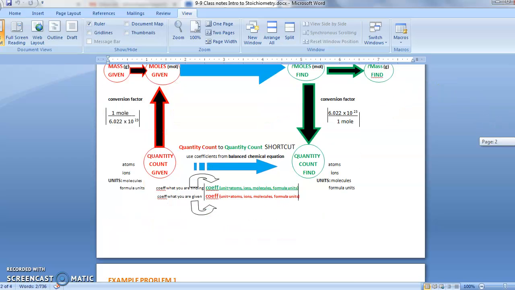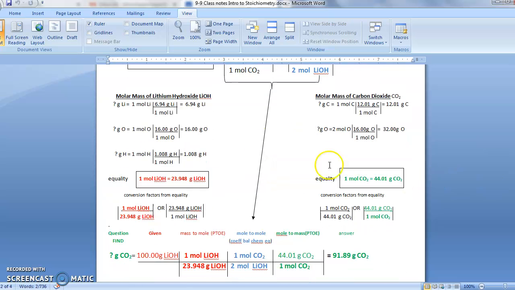Molar mass of lithium hydroxide. We learned how to do that. This is what they're doing right here. They're adding up the molar mass of lithium hydroxide. Lithium hydroxide has 1 mole of lithium. 1 mole of lithium is 6.94 grams. There's 1 mole of oxygen. 1 mole of oxygen is 16 grams. And there's 1 mole of hydrogen. 1 mole of hydrogen, 1.008 grams.